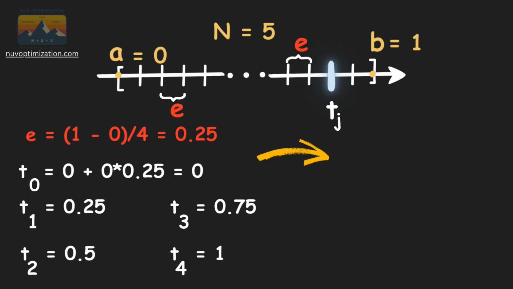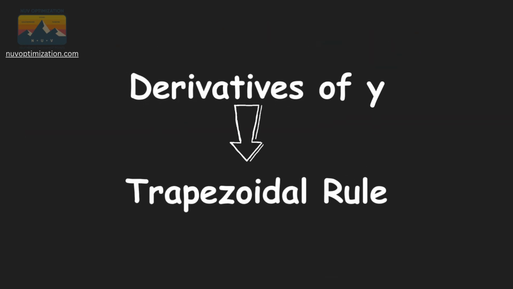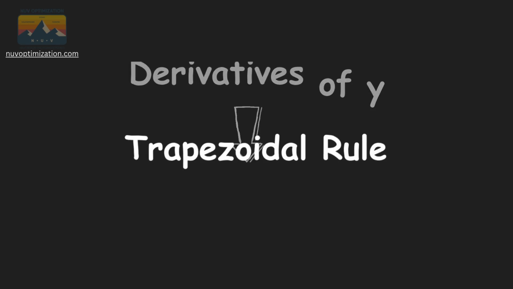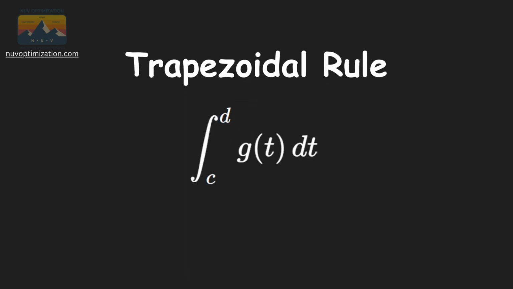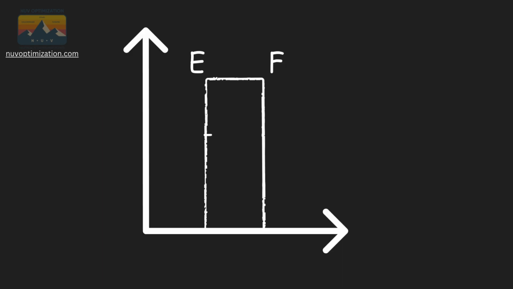Now we can work with y0 as function of y of t0, y1 as function of y of t1, up until yn minus 1 as function of y of tn minus 1. Then, for the derivatives of y, we recall the trapezoidal rule for approximating integrals. Let's say we have this integral right here. The trapezoidal rule formula states that when c and d are close, the integral would be approximately equal to this formula right here. To illustrate this concept, let's look at the graph on the screen.